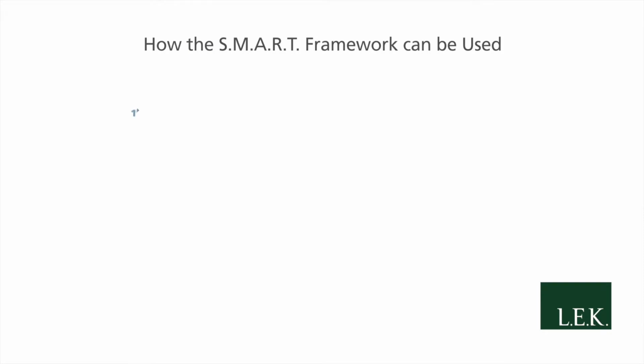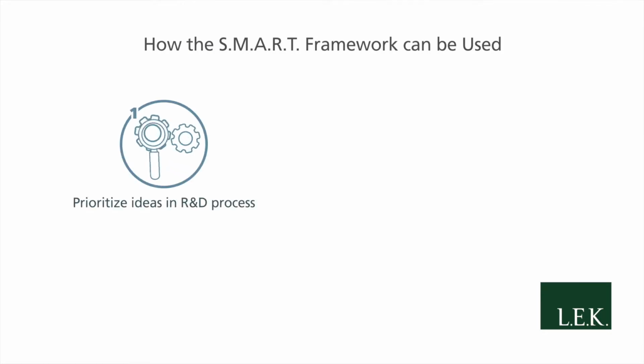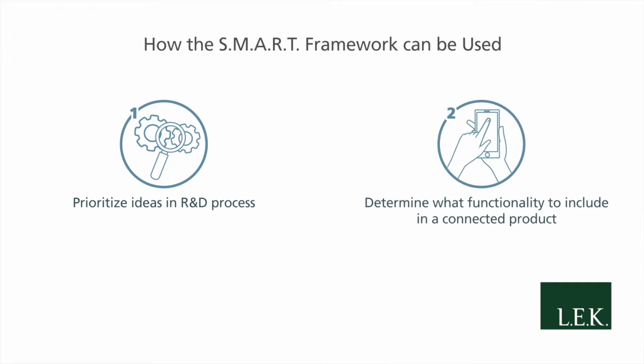The S.M.A.R.T framework can be used in a variety of ways. The first way that it can be used is to help prioritize the different ideas that may be bubbling up through the R&D process as to whether or not any one particular product should be connected. The second way it can be used, help the design process to better understand what functionality, what bells and whistles make the most sense to include in a connected product.